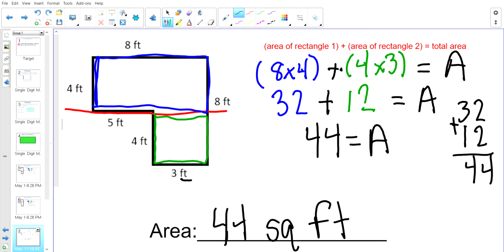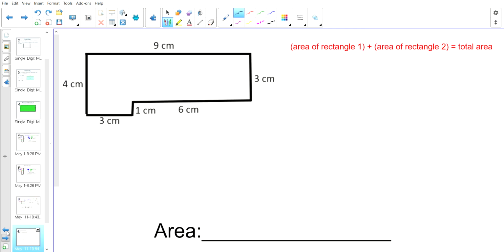Excellent job, third grade. Let's look at another example. Here's another rectilinear figure. We're going to decompose this into 2 rectangles so that we can find the area of the entire rectilinear figure. Can you think of 2 different ways we could decompose this rectilinear figure? I'll bet you found 2 different ways we could decompose this shape.